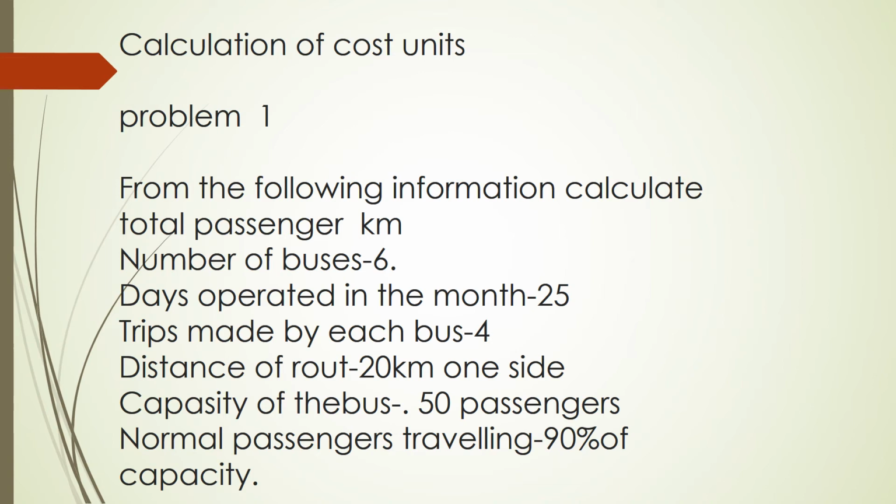In this problem we are given the number of buses, that is 6, days operated in the month 25, trips made by each bus 4, and distance of route 20 kilometer one side. That is why we have to consider both sides, that is 20 into 2, 40 kilometer. The capacity of the bus is 50 passengers, and normally 90% capacity is used, so the number of passengers is 50 into 90 by 100. Then let us look at the answer.